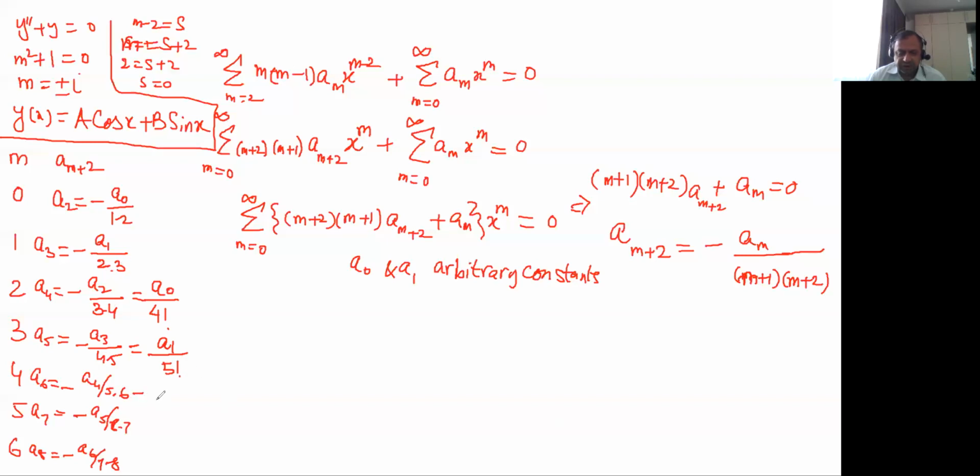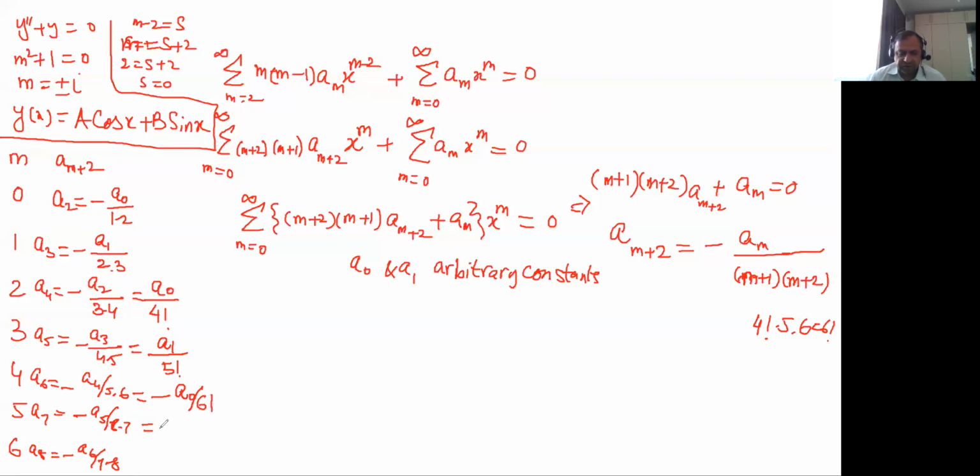Now the next term, a6, is in terms of a4. A4 was plus, so it will be minus, and then a4 we replace with a naught. What is that? 4 factorial into 5 into 6. So 4 factorial into 5 into 6 is equal to 6 factorial. So I will write 6 factorial.